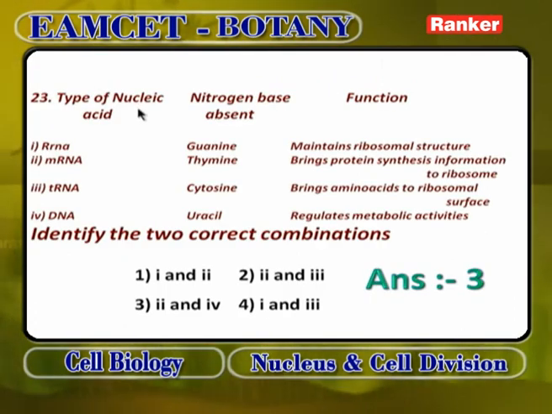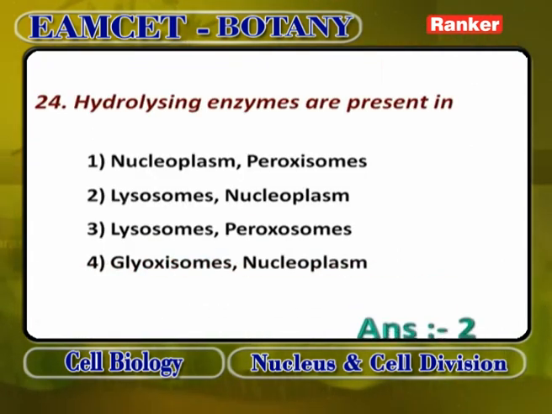Now this is a 3-column tabular form: type of nucleic acid, nitrogen base present, function. rRNA, nitrogen base absent: in rRNA, guanine is present. It maintains ribosomal structure, wrong. mRNA, thymine, brings protein synthesis information to ribosome. tRNA, cytosine, brings amino acid to the ribosomal surface, correct. DNA, uracil. So here the 2 incorrect answers are 2 and 4. Combinations is 2 and 4. So third option.